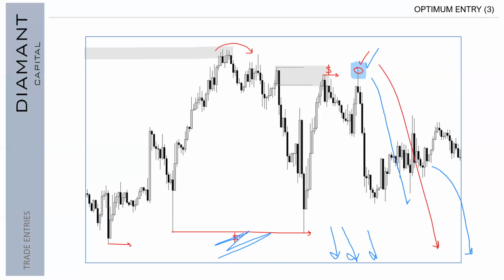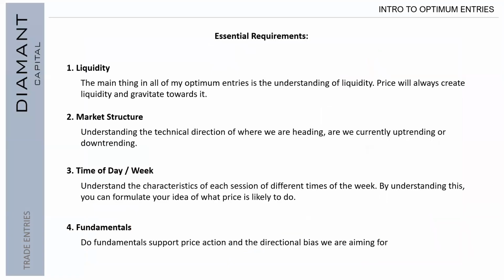Obviously, remember that these are our requirements: liquidity, market structure, time of day and week, and then fundamentals as well. And this is, of course, what we're going to be getting into in the next part of the course.